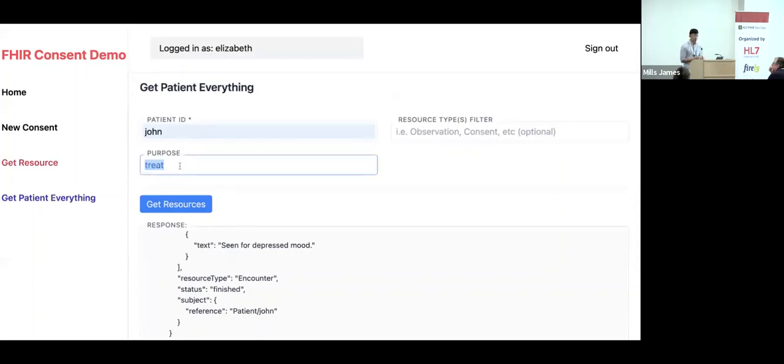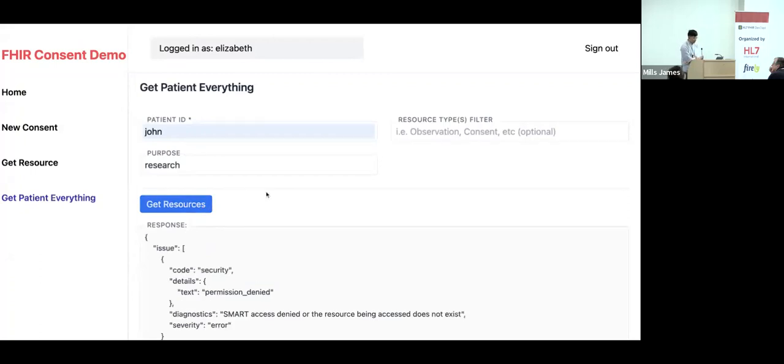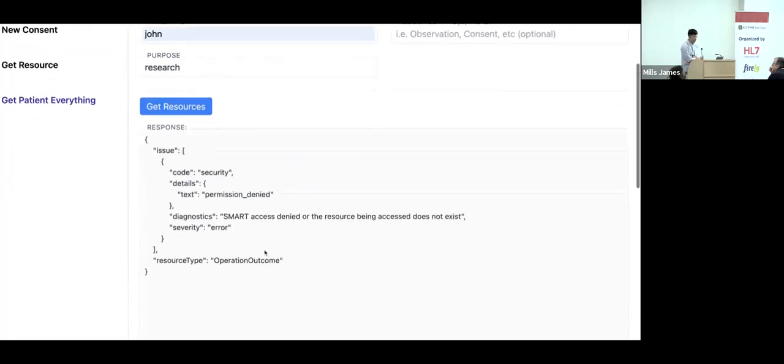Now let's say we're the physician, and instead of the purpose of treatment, I want my purpose to be research. Of course, I would probably be using a different application, and that application would indicate the purpose of research. But here I'm just going to manually type out that my purpose is research. If I do research, I'll see a permission denied because my purpose does not match the consent for which the patient gave.